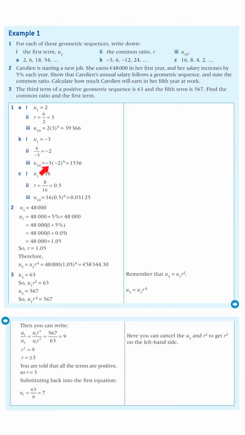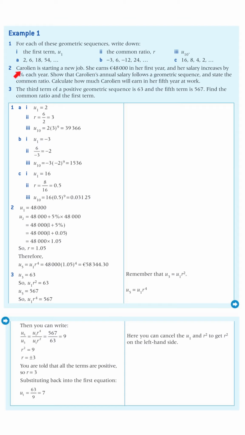Similarly, U1 times R to the power of 10 minus 1. So that's 9. That's the answer there. And C, U1 is 16, R is 0.5. It's okay to leave it as a fraction, just 1 on 2. And that's to the 9th power because it's 10 minus 1. Great.